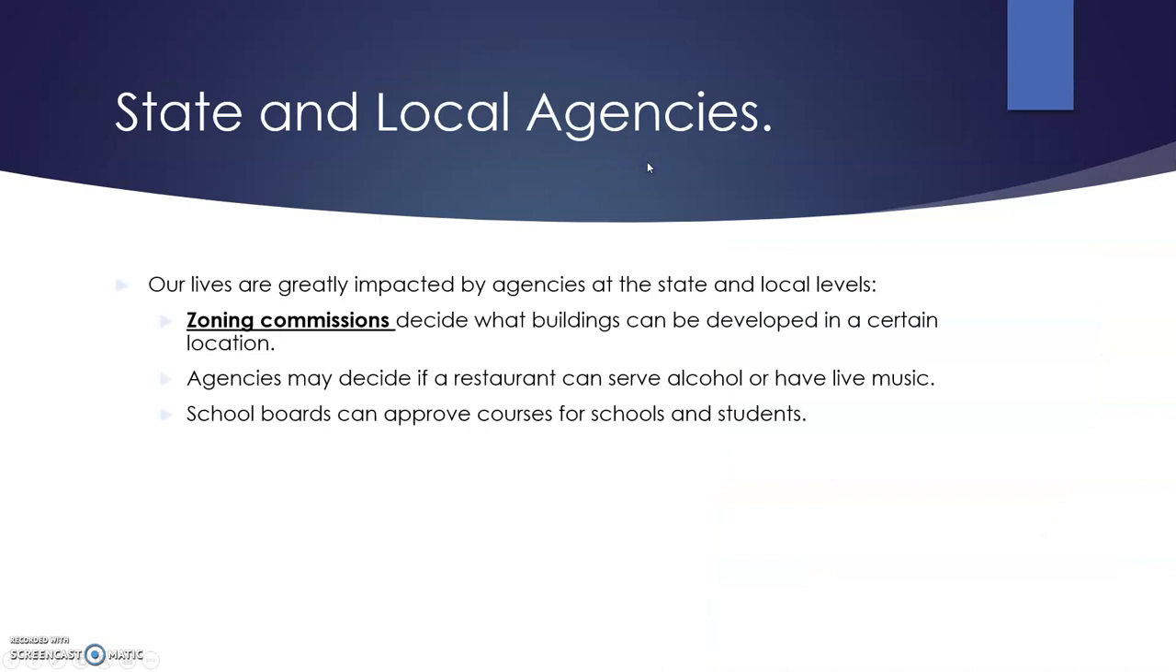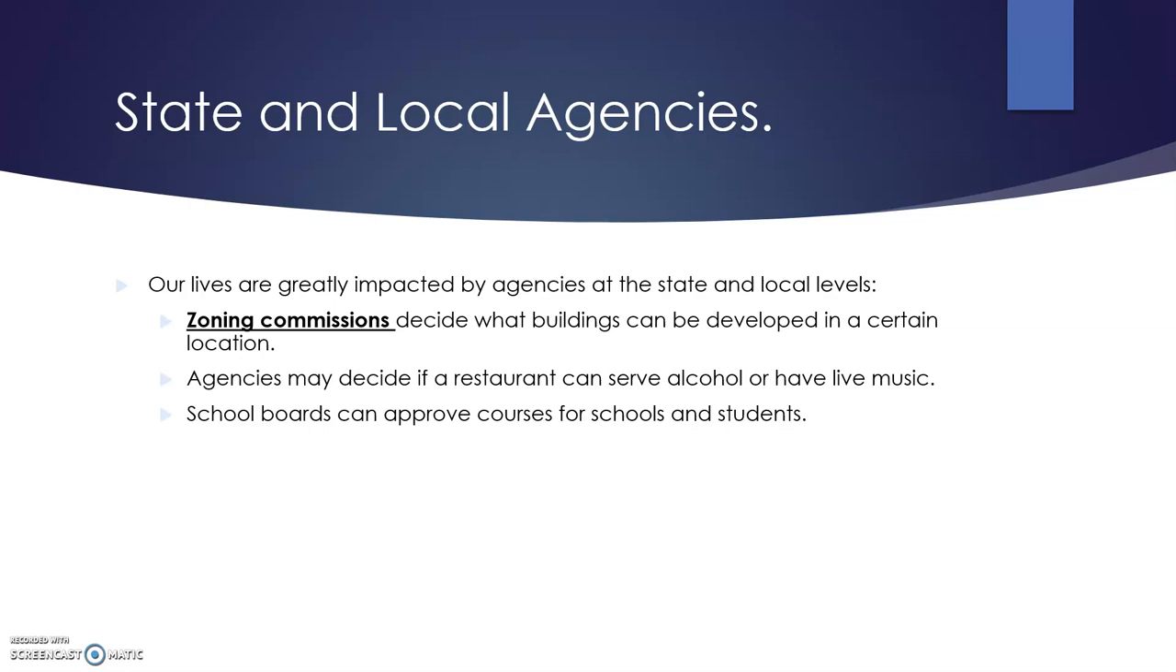So, state and local agencies. Our lives are greatly impacted by agencies at the state and local level. So while the TSA is a federal agency, we also have agencies at the state and local levels too. For example, zoning commissions. Zoning commissions decide what buildings can be developed in a certain location. Are we building a shopping mall? Are we going to build a school? Are we going to build a housing development? So zoning commissions are kind of local agencies that decide what can be built where.